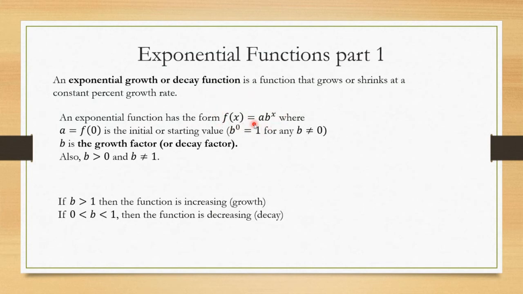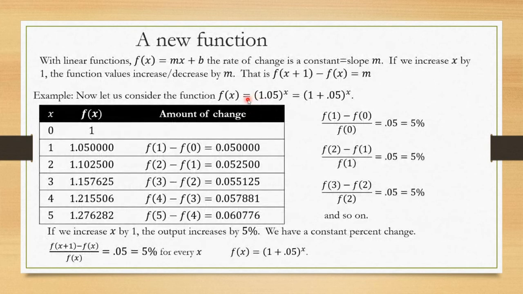We have a times b raised to the x. A is just a constant, but it turns out to be f of 0, the initial value, or the starting value, in other words. So in this example here, the a was just 1. We didn't write it, but that's okay. Usually, if you have a coefficient of 1, people don't write it.